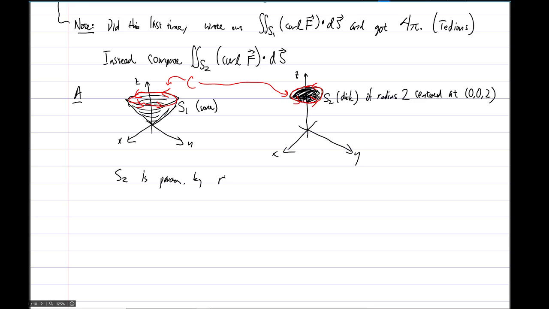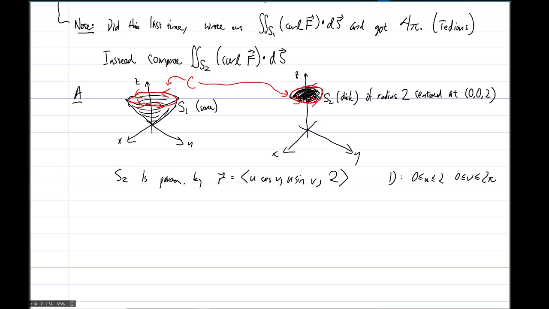So S2 is parametrized by r equals the vector u cosine v, u sine v, 2, with domain D being 0 less than or equal to u less than or equal to 2, and v from 0 to 2 pi. That's one way to parameterize this disk.